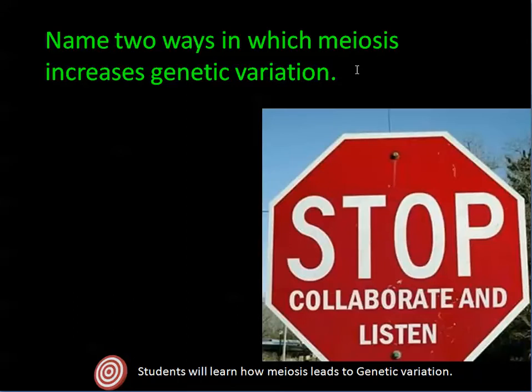Now, go back, take a look. Name 2 ways in which meiosis increases genetic variation. Go ahead and push pause. Alright, so genetic variation changes because, 1, we have fertilization, where we have 2 different sets of DNA, from dad, DNA from mom. It gets reshuffled around. And then another way would be through that crossing over, which makes those sperms and eggs even more different.